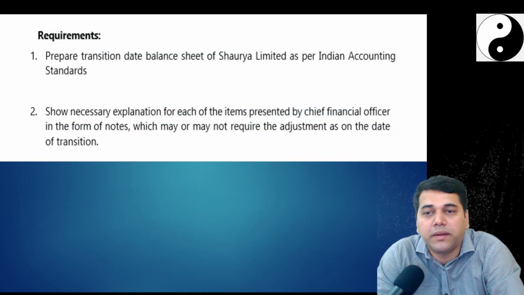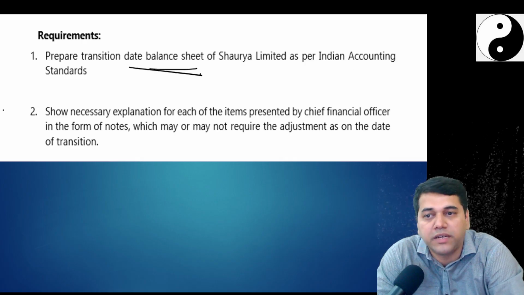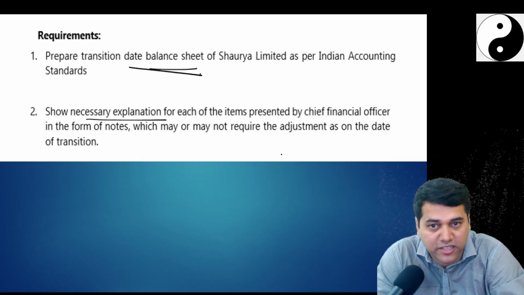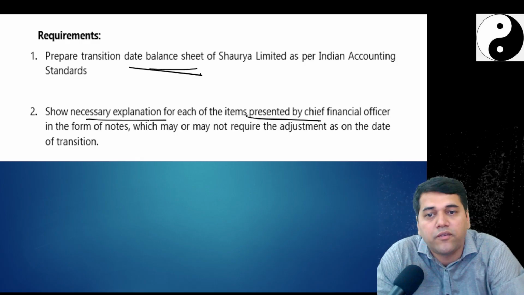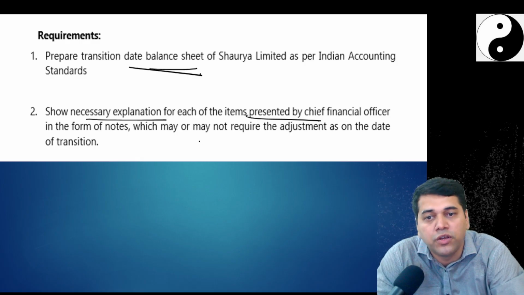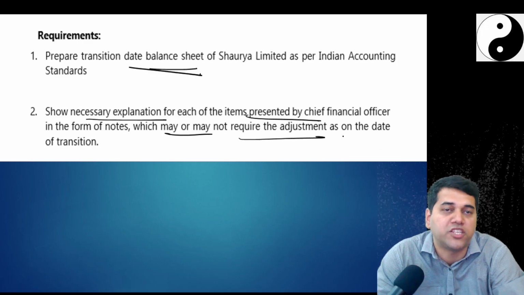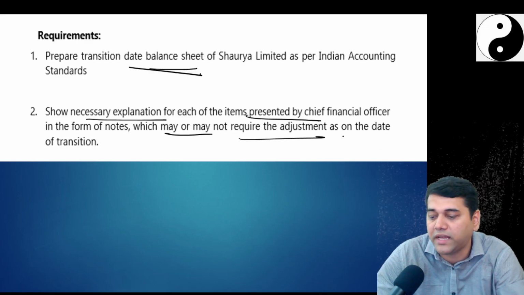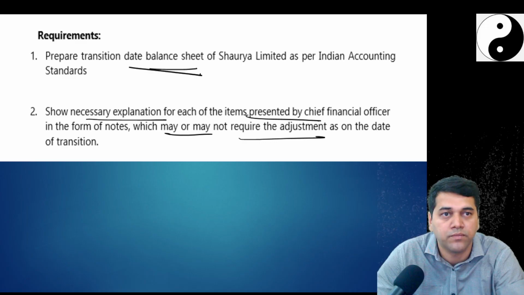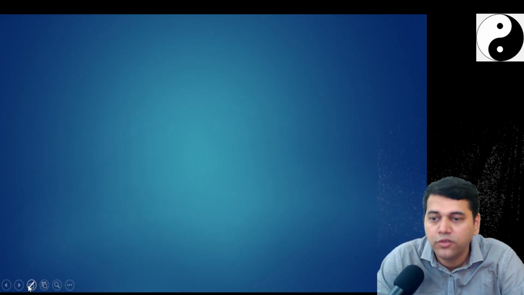Now required to prepare the transition date balance sheet of Shaurya as per Indian accounting standard. Give explanations for the items presented by the CFO which may or may not require adjustments. If they don't require adjustment, you have to tell that it doesn't require adjustment. So one by one item we will go and see whether you have understood, you have got any doubt. At the end it should be very clear to you because it's a very lengthy question, so many things are there. After this, are you very clear with the explanations?